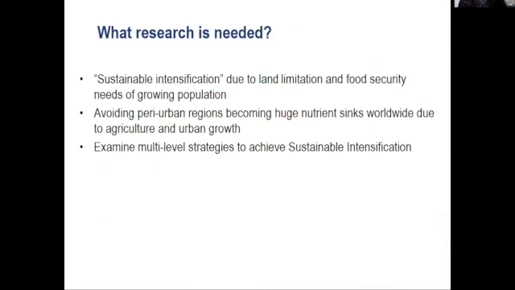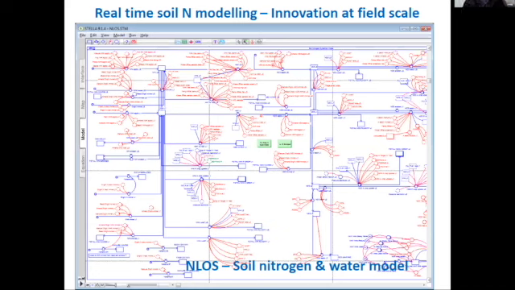We need to understand sustainable intensification due to land limitation. We need to avoid peri-urban regions becoming huge nutrient sinks worldwide. And we need to examine multiple level strategies for sustainable intensification. So I'm going to give you a couple of examples of what we've been doing at Agassiz over a number of years. And this is a real-time soil nitrogen model. This represents just a small part of what the soil nitrogen flow looks like in the soil. And by better understanding what happens in real time, only then will we be able to really manage the nitrogen that we put into the soil.